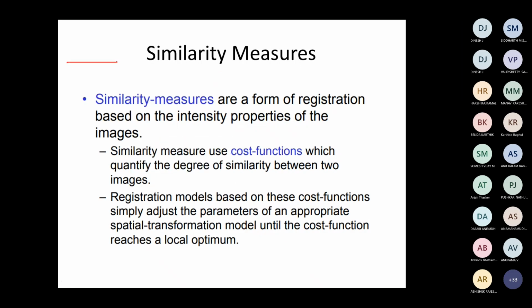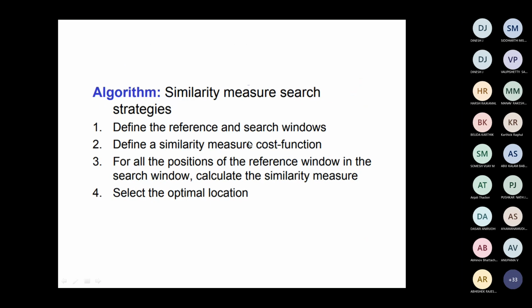Then during registration, we need to use some similarity measures. Similarity measures are a form of registration based on the intensity properties of the image. They use cost functions which quantify the degree of similarity between two images. Registration models based on these cost functions adjust the parameters of an appropriate transformation model until the cost function reaches the local optimum.